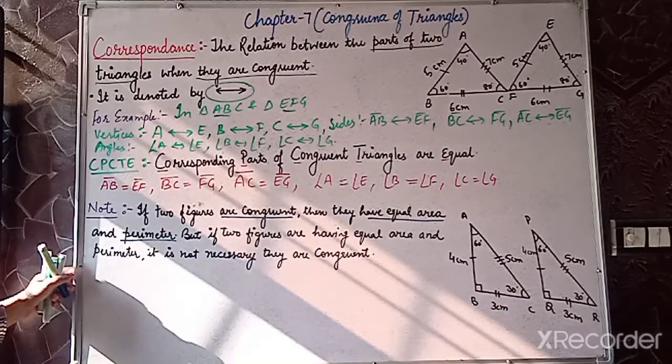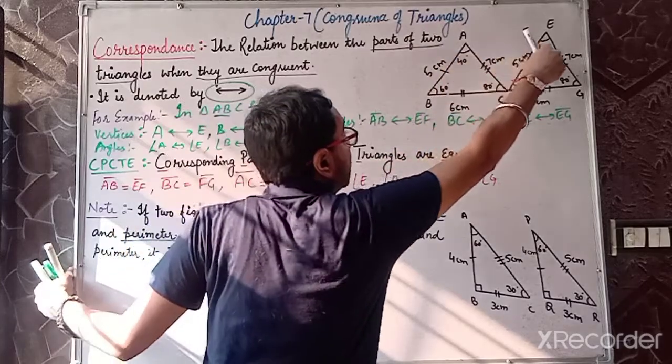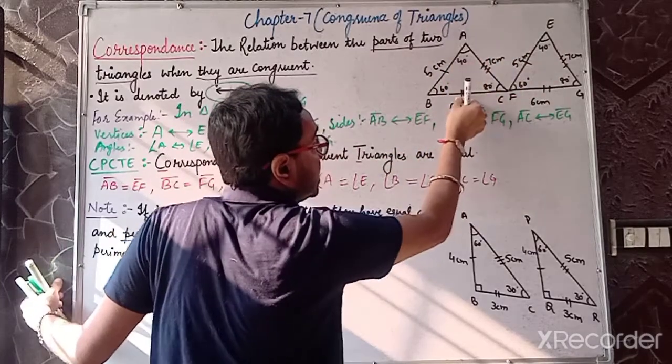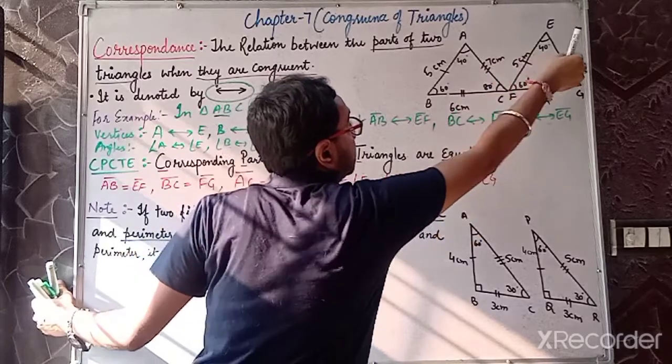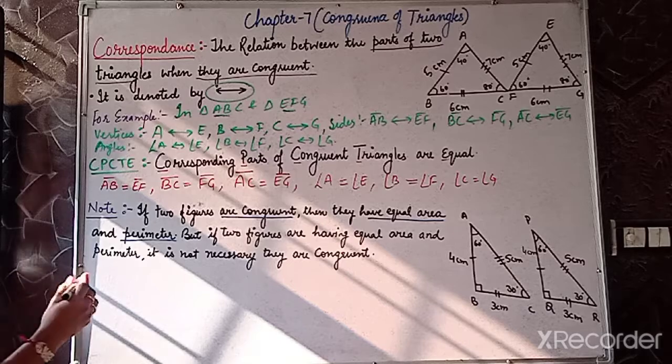In the figure we show that when we are talking about AB, it means if one sign is here, we are talking about EF. It means they are equal. Second, they are equal. Third, they are equal. This is what the sign means. Are we clear? Now let's see the perimeter first.